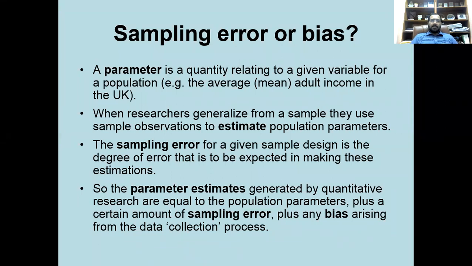So when researchers generalize from a sample, they use sample observations to estimate population parameters. This is what I have discussed earlier. So when we make those generalizations based on those samples, it means we are talking about the population parameter. The sampling error for a given sample design is the degree of error that is to be expected in making these estimations.